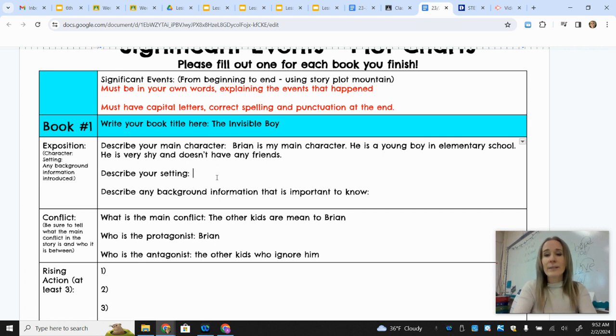Describing the setting, I would say Mrs. Carlotti's class in an elementary school. I do not need text evidence here. I do not need setting details. You are just going to give me a description so I know where they are.